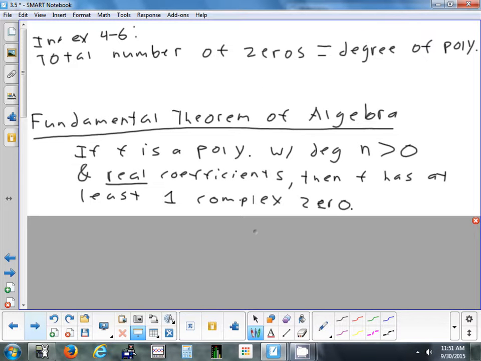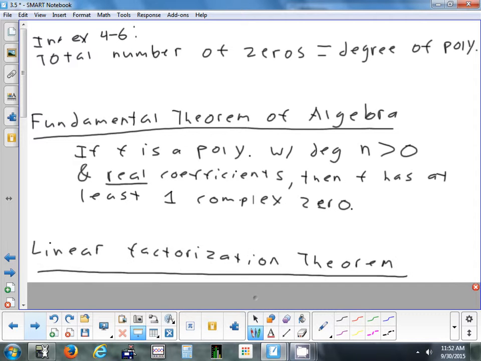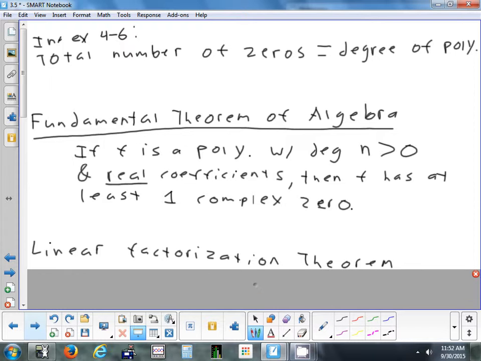So we've kind of noticed a pattern here, and I've already brought it up to you. And we'll get to that pattern in a second. But the first theorem we have, the fundamental theorem of algebra, basically says if you have a polynomial with degree greater than 0 and real coefficients, then I guarantee you're going to have at least one complex 0. Okay, if you have a polynomial with degree n greater than 0 and real coefficients, you're going to have at least one complex root.